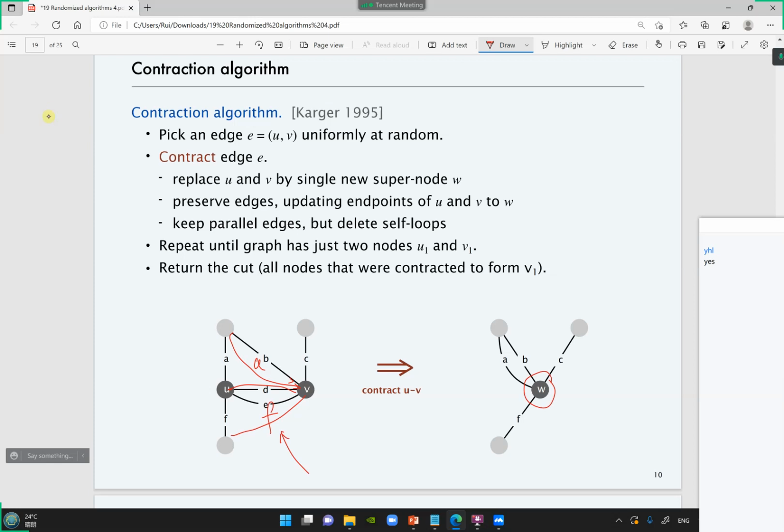You just take out the edge between U and V, and then you take all of the edges from U to its neighbors and move them over to the new super node. So that's the contraction operation. Does that make sense? Any questions about that?